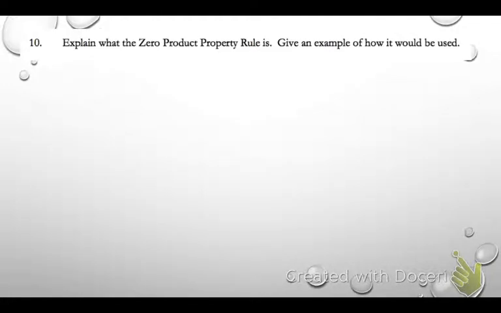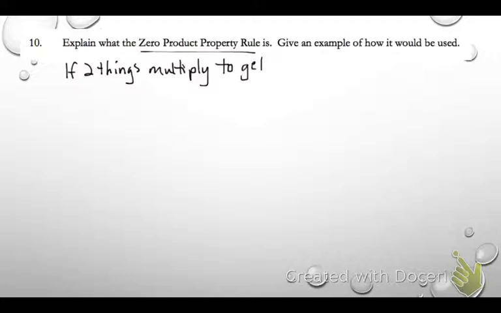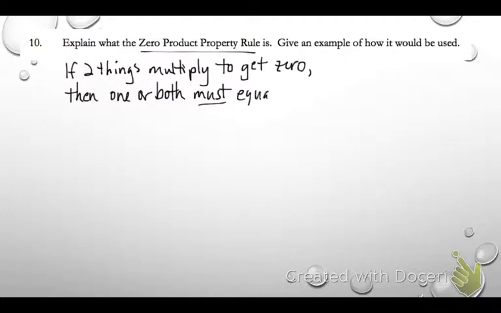Now the zero product property rule is a very important one when we're factoring. So this rule says if two things multiply to give us 0, then one or both of them must equal 0.